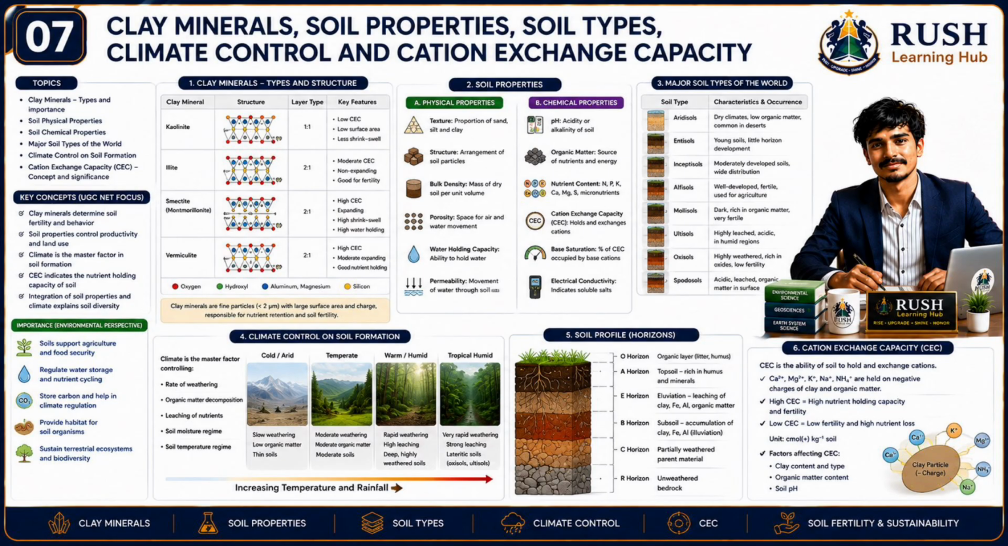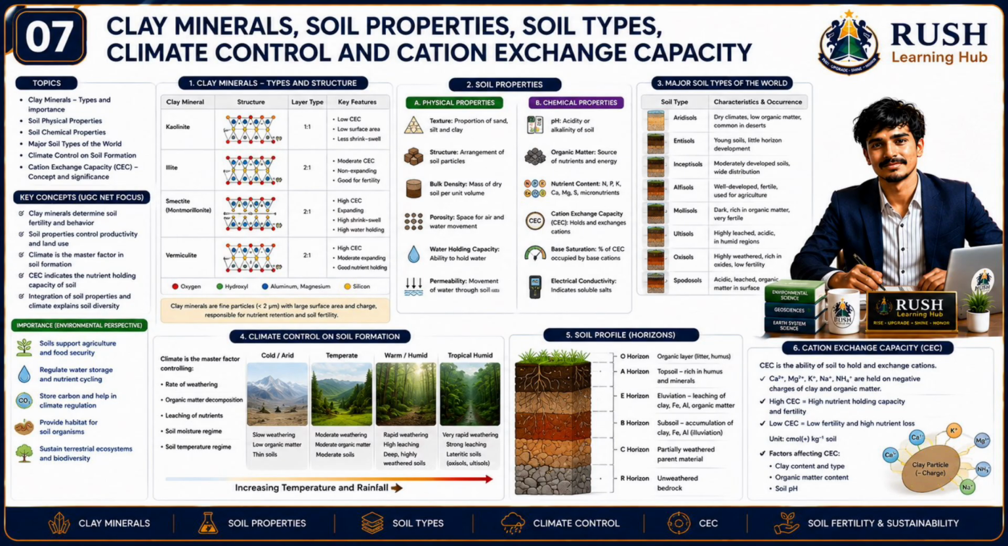The second clay mineral is illite. Illite belongs to the 2:1 layer silicate group. It contains 2 silica sheets enclosing one alumina sheet. Illite possesses moderate cation exchange capacity and moderate swelling characteristics. It is abundant in temperate soils.